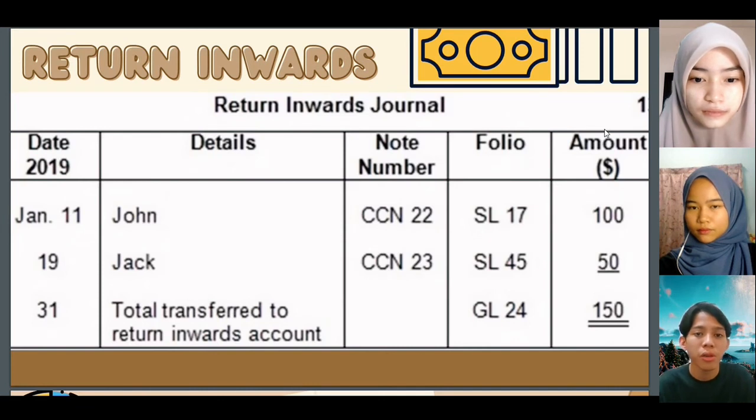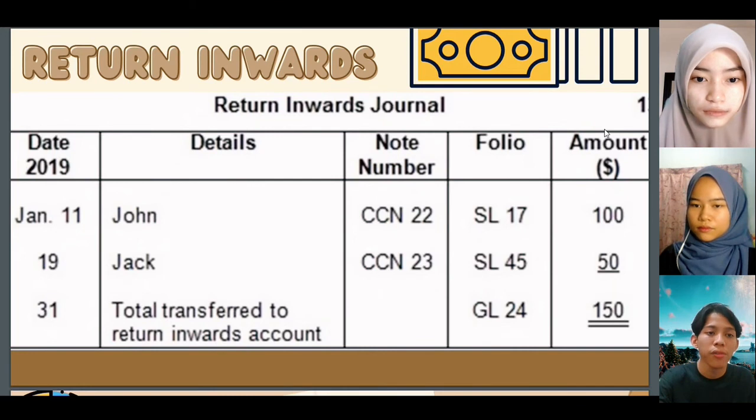Okay, this is also an example for the return inward journal that has a date, detail, note number, folio and amount. At the end of the month, we also transfer all the amounts to the return inward account.